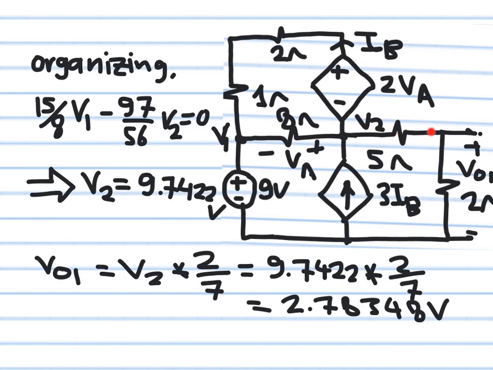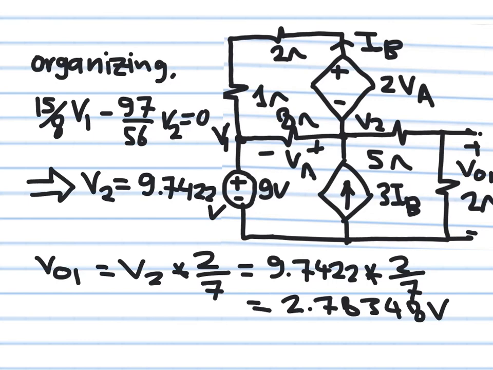Remember, this is a voltage divider. V2 between here and ground, and V output between here and here, is a fraction of V2. This is what I said here: V output due to the first source, I call it V output 1, is equal to V2 multiplied by 2 over 2 plus 5. It's a voltage divider. You get 2.78348 volts.